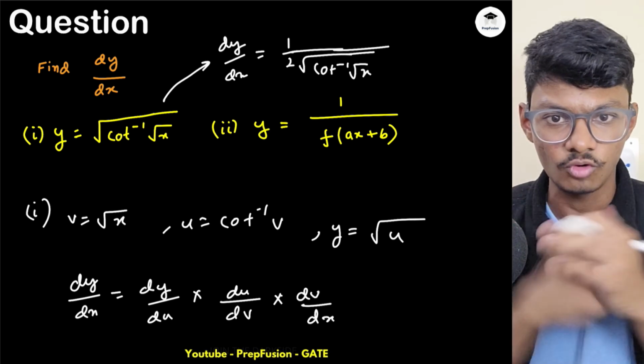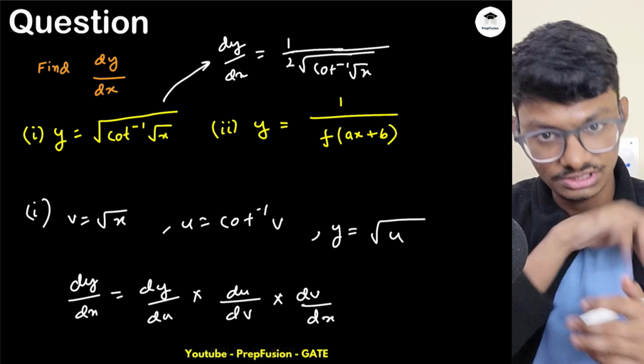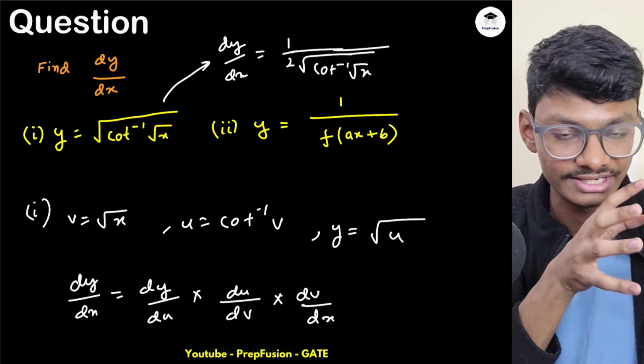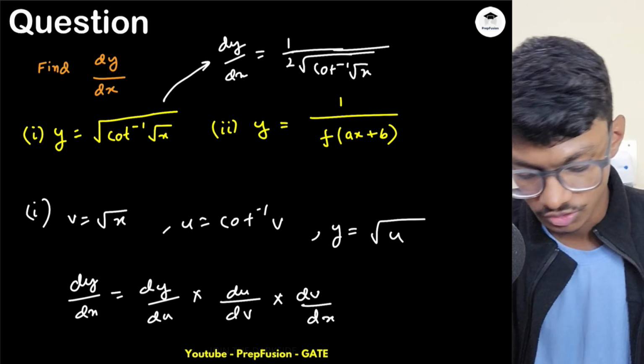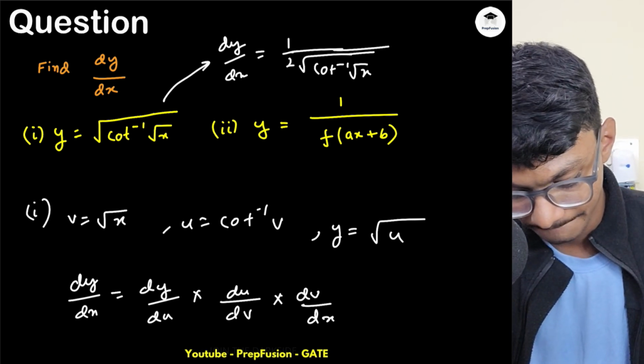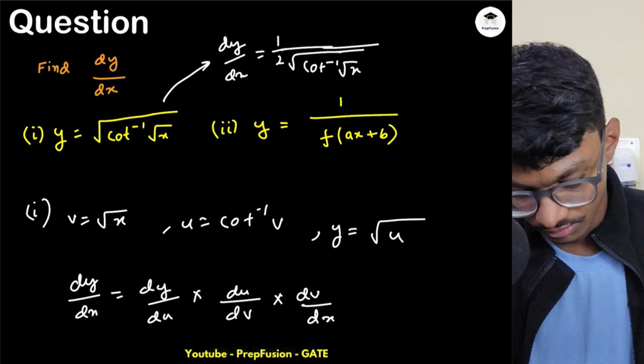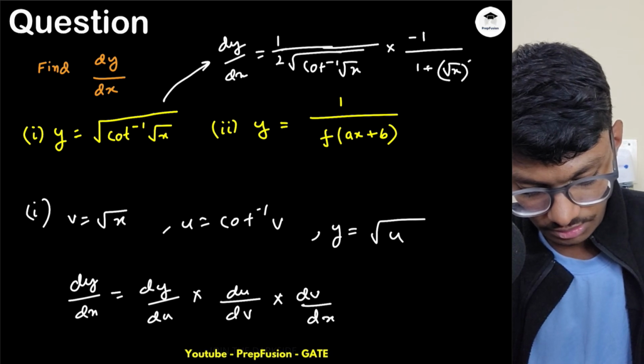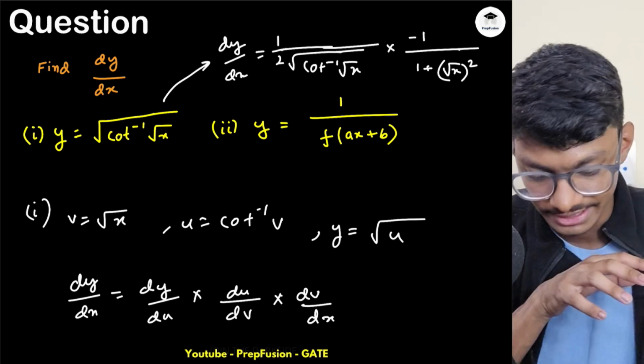What is the differentiation of cot inverse? The differentiation of cot inverse is minus 1 upon whatever is inside the cot inverse, square of that. Okay, square of that. So it will be simply minus of 1 plus under root of x into whole square, right? Whatever is inside that cot inverse function.